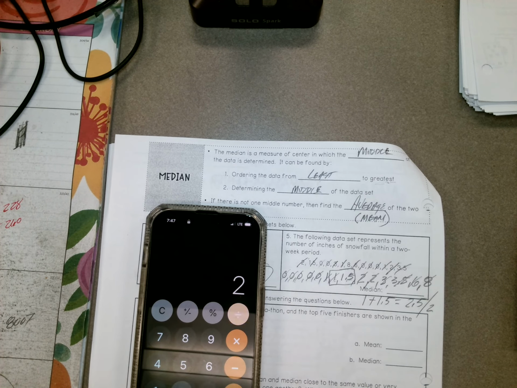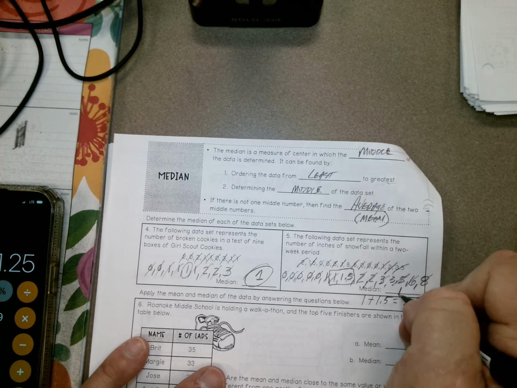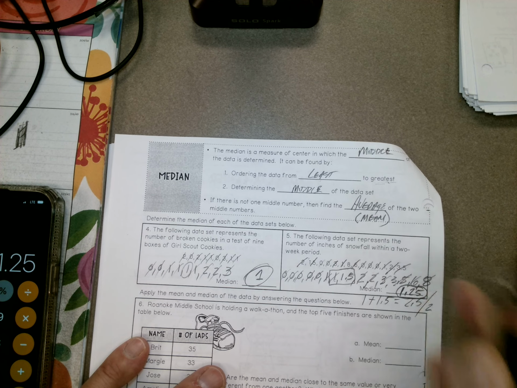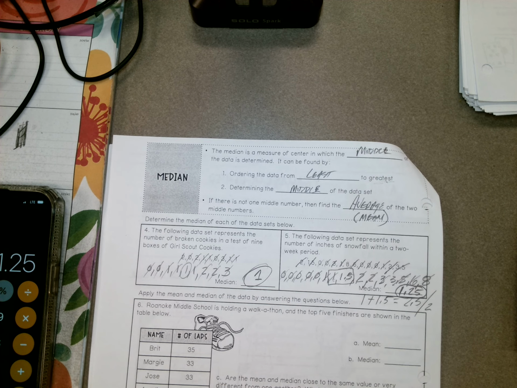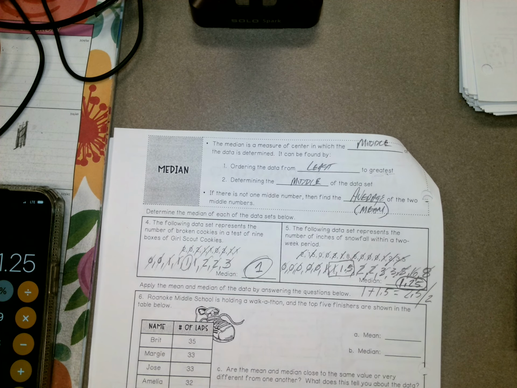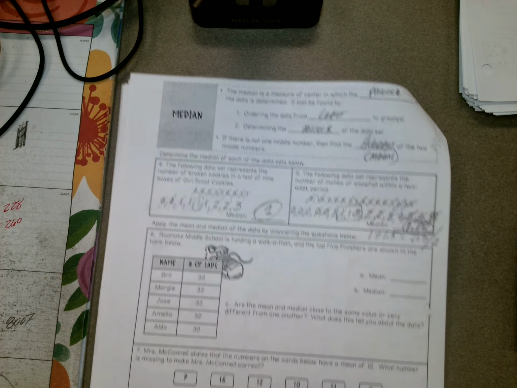2.5 and divide that by 2, and we get 1.25. So 1.25 is actually our median, the middle number. We didn't have a true middle number, so I added those two up and divided it by 2. Okay, good stuff. We're rolling along.